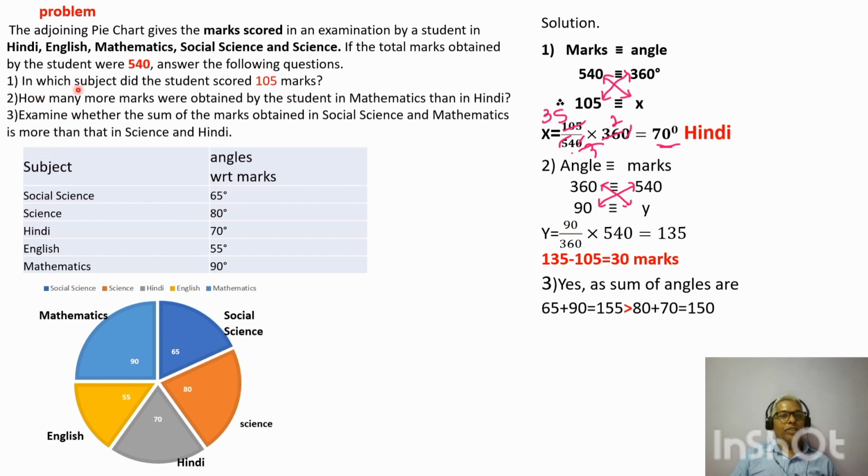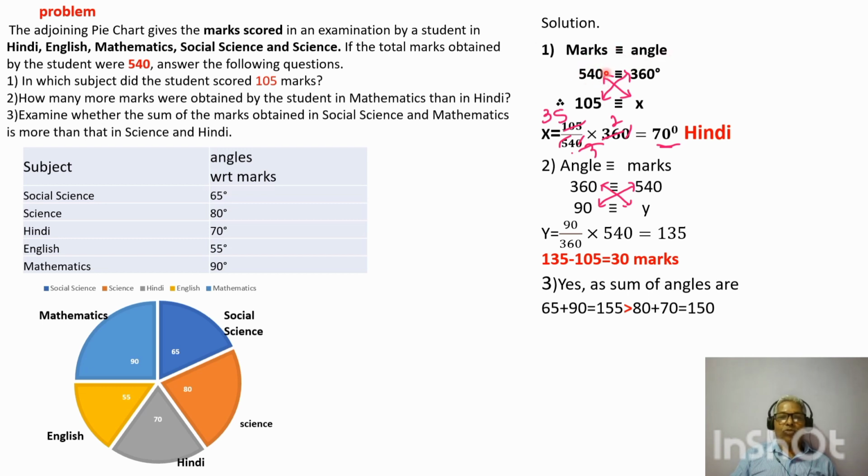In which subject did the student score 105 marks? Now we only have angles. Mathematics is 90 as given here, social science 65, science is 80, Hindi is 70, English is 55 and mathematics 90. So for 105 marks, we are trying to convert it. We write marks on this side and angle on the other side, where marks correspond to angle.